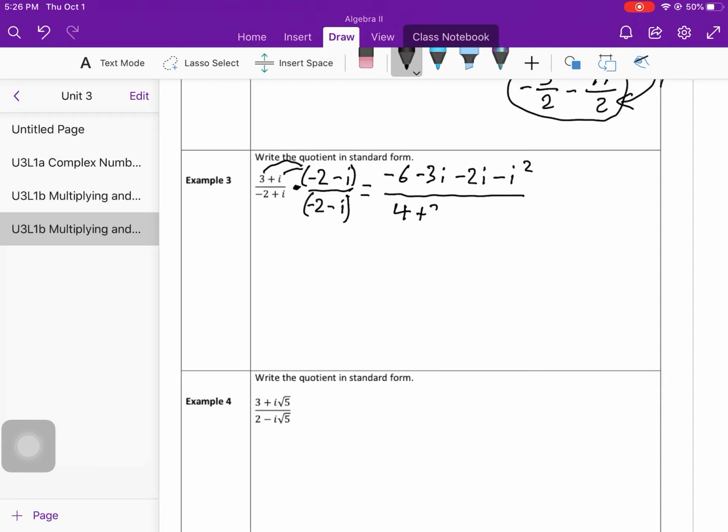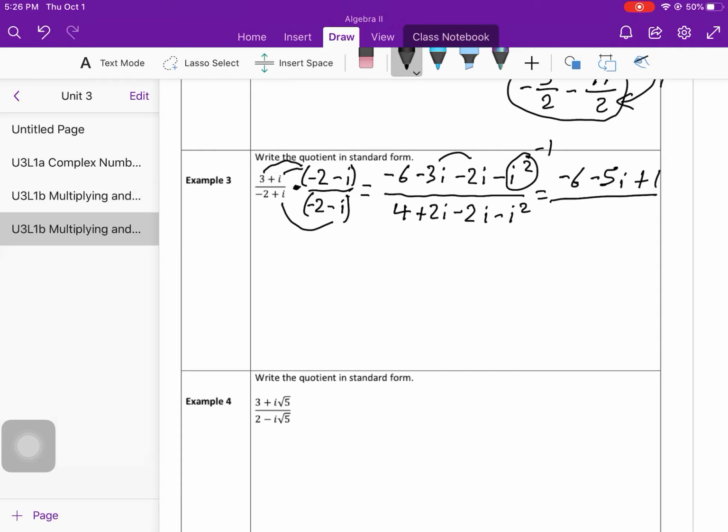Negative 2 times negative i, which is plus 2i. i times negative 2 is minus 2i. And then i times negative i is minus i squared. So now the top, we simplify that. Negative 6 minus 5i when we combine our like terms. And then minus i squared, remember, opposite sign, so we get plus 1.